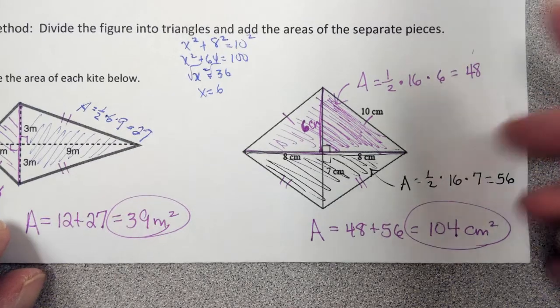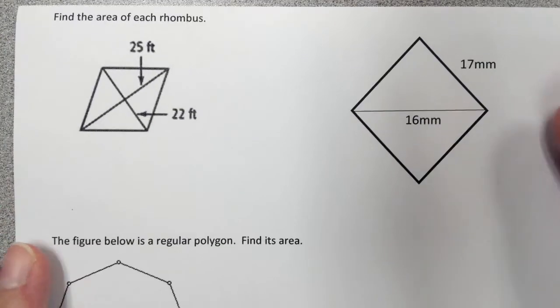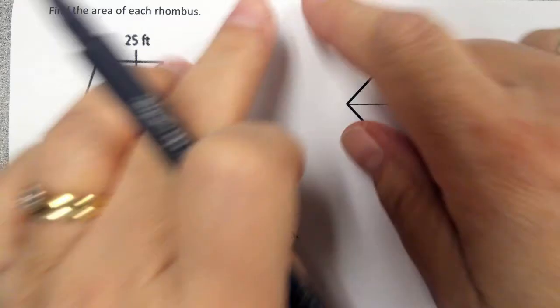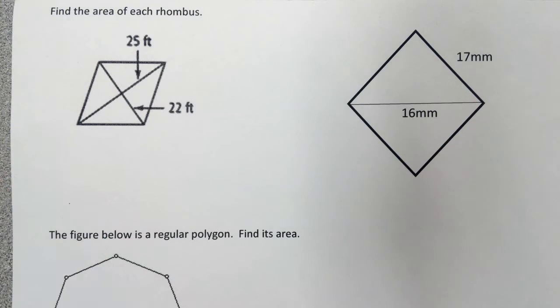Alright, looking on down the paper, we're going to see a couple of rhombuses. Rhombuses are nearly the same as kites, but they're better because you always get 2 equal pieces when you divide it in half. So you find 1/2 and you just double it to get the other half.